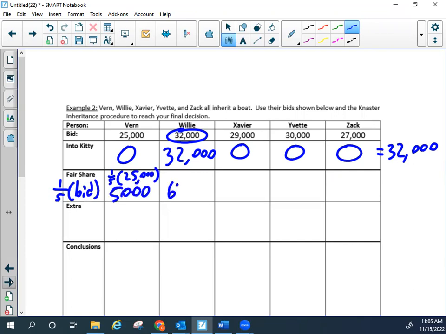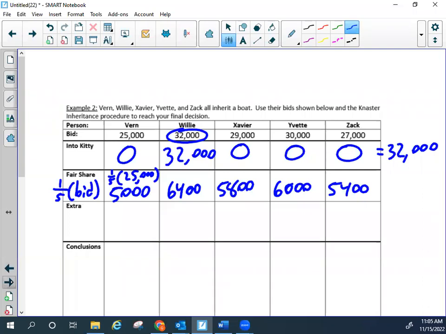Willie gets 6,400. Xavier gets 5,800. Yvette gets 6,000. Zach gets 5,400. Remember, it's 1/5 times their bid.